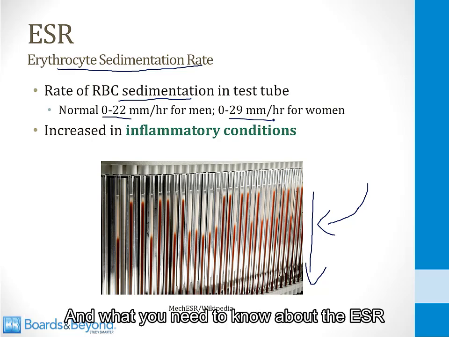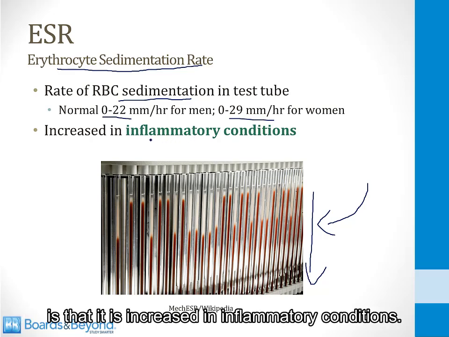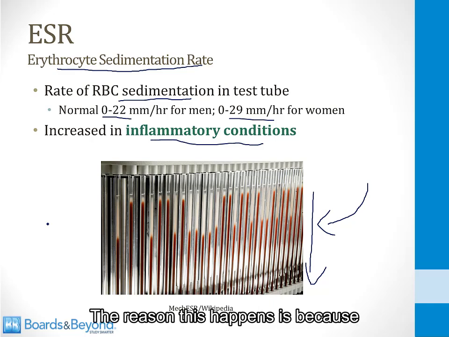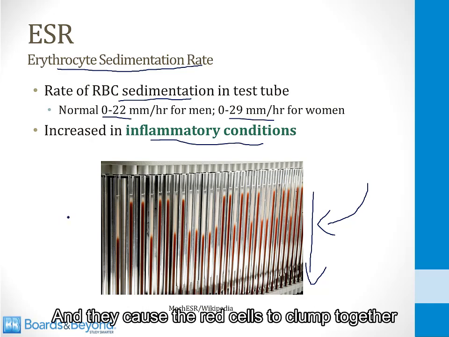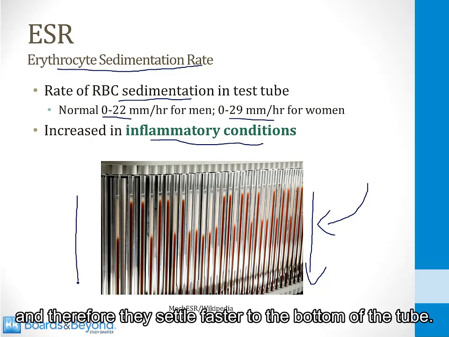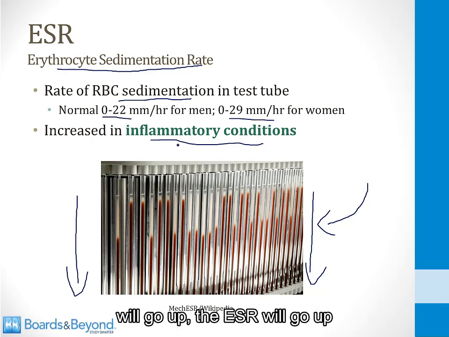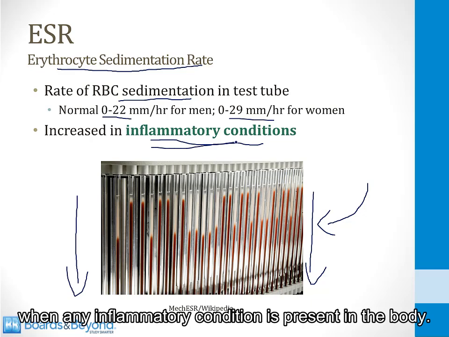And what you need to know about the ESR is that it is increased in inflammatory conditions. So anything in the body that causes inflammation can raise the ESR. The reason this happens is because in the setting of inflammation, protein levels in the plasma increase, and those proteins are sticky, and they cause the red cells to clump together, and therefore they settle faster to the bottom of the tube. That means that the rate of sedimentation formation will go up. The ESR will go up when any inflammatory condition is present in the body.